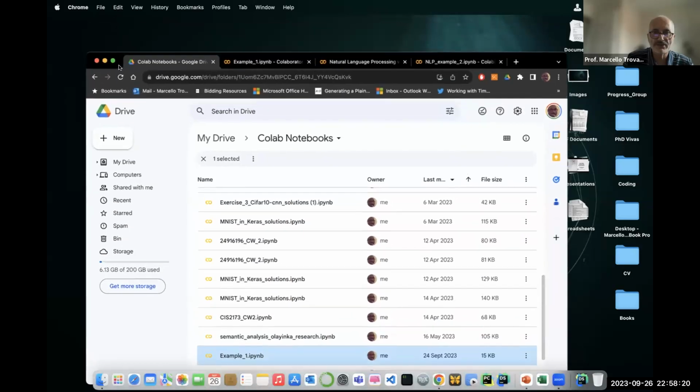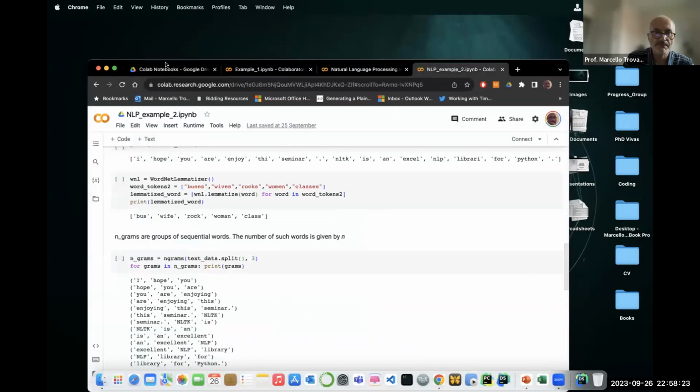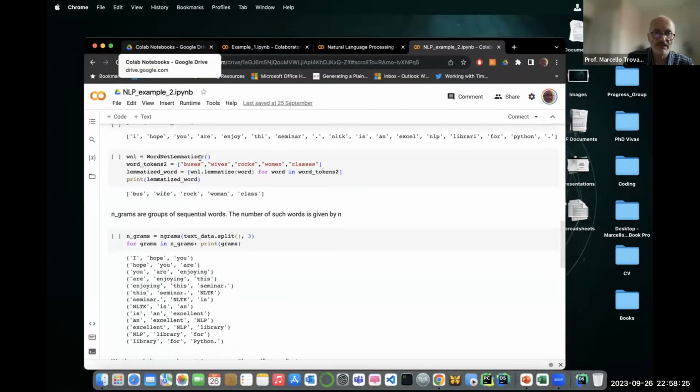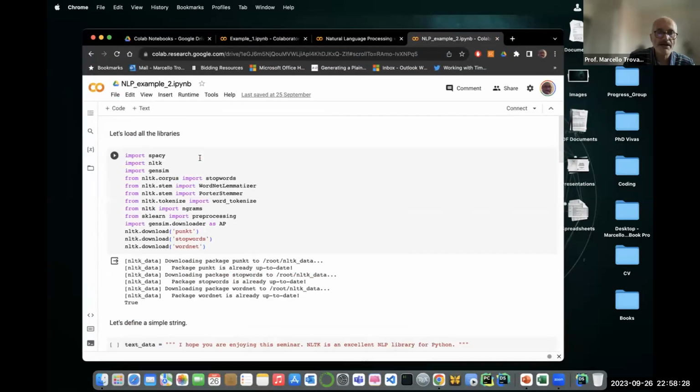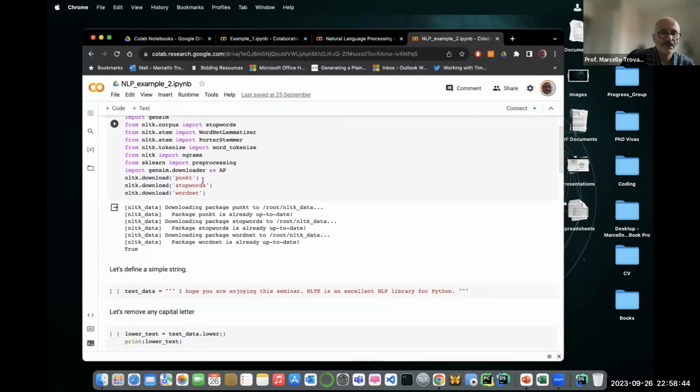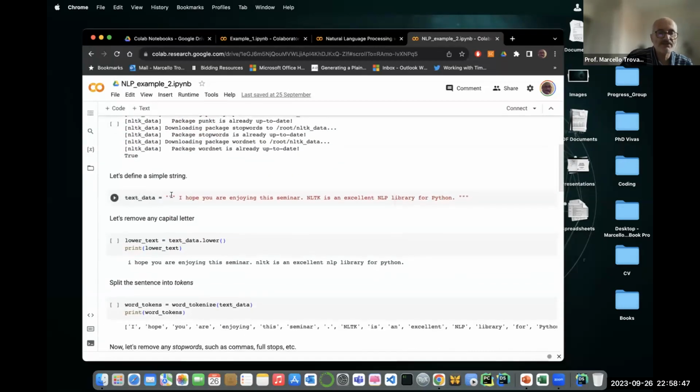Let me just drag it down. So the second example is similar, but with some differences. Now we have a larger set of libraries we need to download. Again, this might take quite some time if you run it. So suppose the text data, so our string, is: "I hope you are enjoying this seminar. NLTK is an excellent NLP library for Python, full stop."